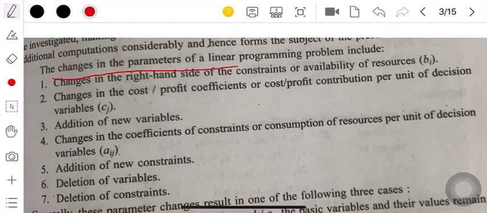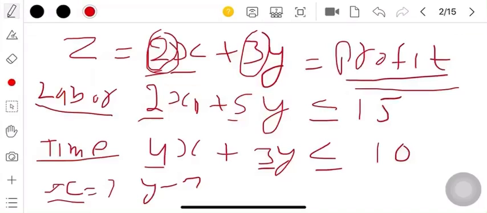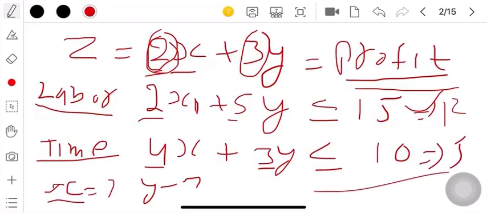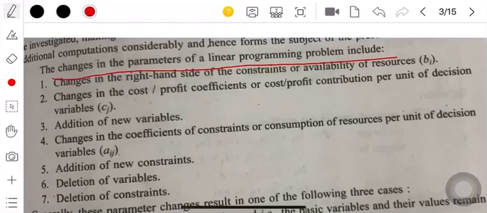The change in parameters of a linear program includes, first, change in the right hand side of a constraint or availability of resources, b_i. Suppose this 15 changes to 12, or 10 changes to 5. This is the first case, change in the right hand side of a constraint or availability of resources b_i. This will be the first case that I will be discussing today.